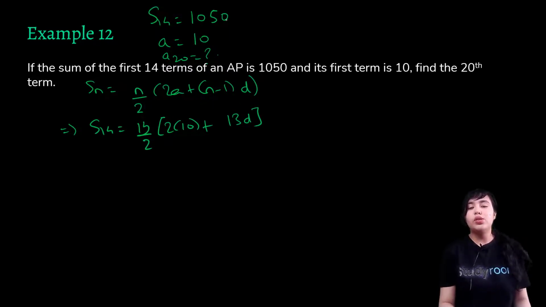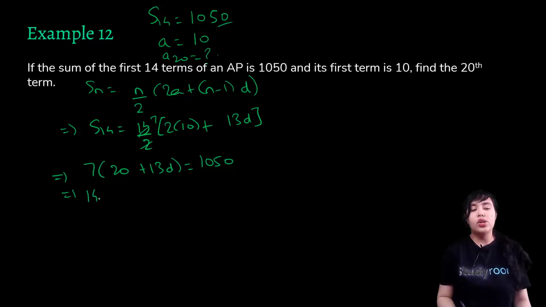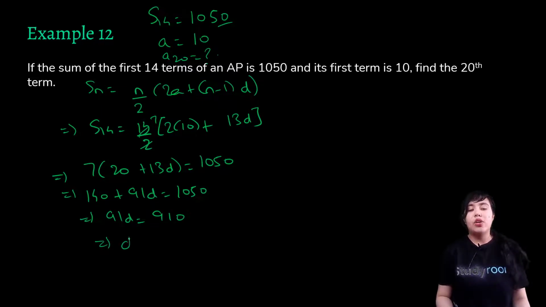And this S14 is what? 1050. So this becomes 7. So 7 into 20 plus 13D is equal to 1050. Let's open the brackets. You'll get 140 plus 91D is equal to 1050. That will give you 91D as 910. And on cancelling, you'll get D as 10.